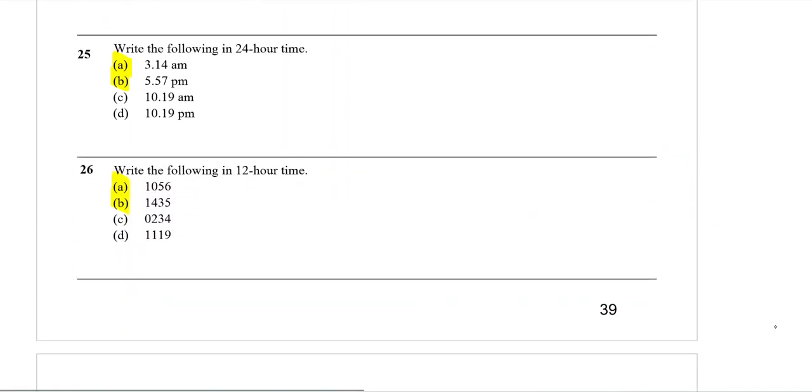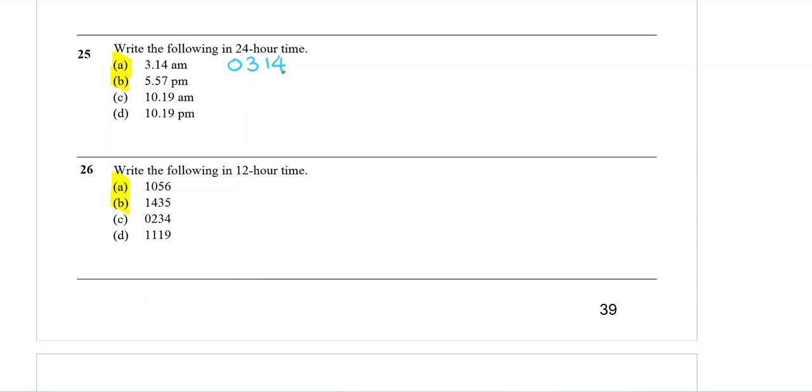Question 25. Write the following in 24-hour time. If the time is an AM time, then the 3 is the number of hours. We do put a 0 in front of it though, because there should be 2 digits for the hours. So 03, and the minutes 14. So 0314, you just get rid of the dots. No AM or PM. Okay, so it's 24-hour time.